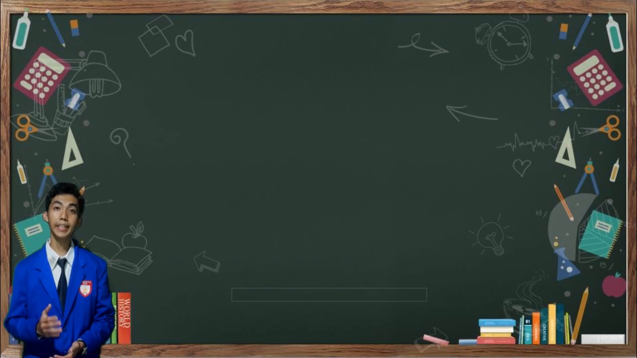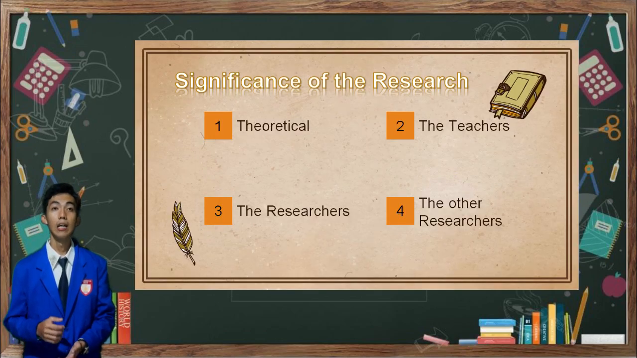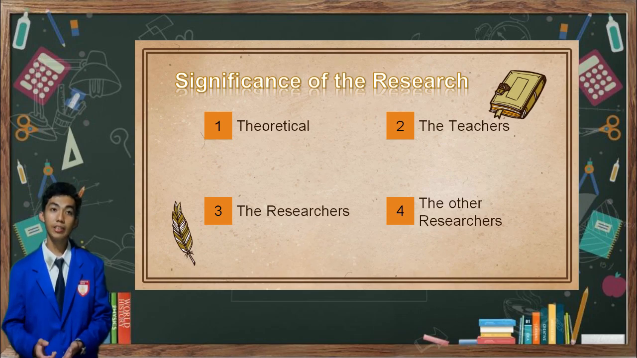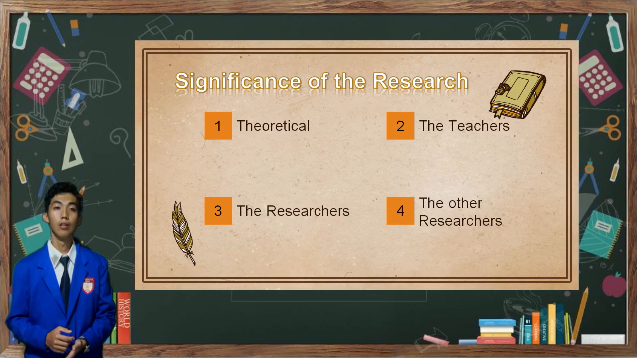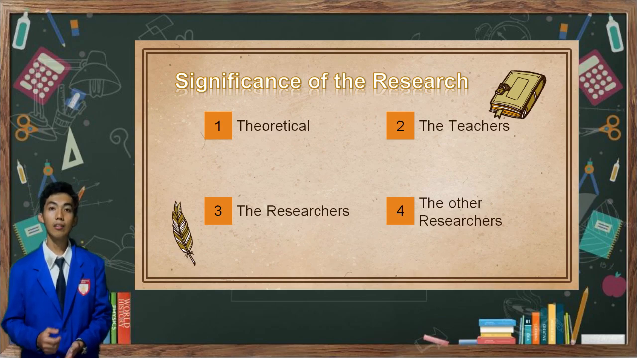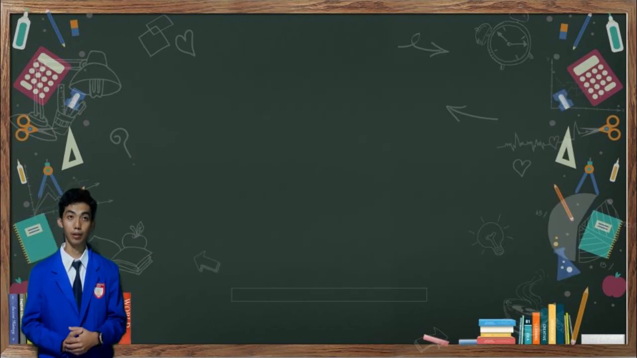The last part in chapter 1 is the significance of the research. The significance of the research has four points. The first is theoretical, then the teacher, the researcher, and other researchers. Then, research and method.